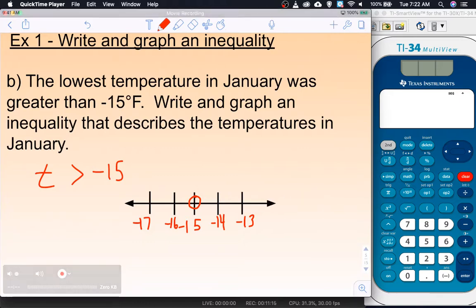I'm going to show another way you can do your shade instead of the big ugly scribble. Some people like this instead. It's still showing that you're shading this direction, but it's just a little bit neater to draw. I kind of go back and forth between them from time to time. So that is our graph. So we wrote and graphed the inequality described by the problem.